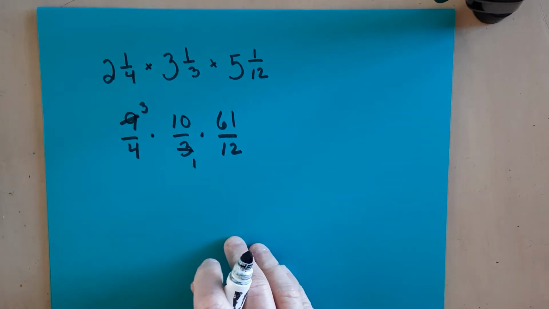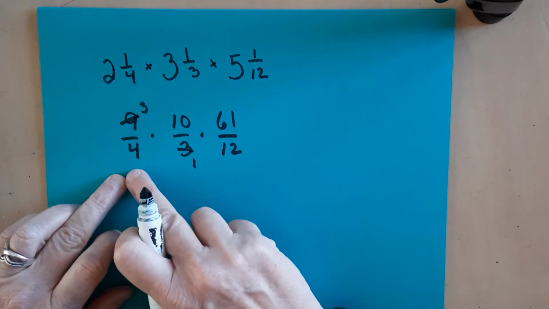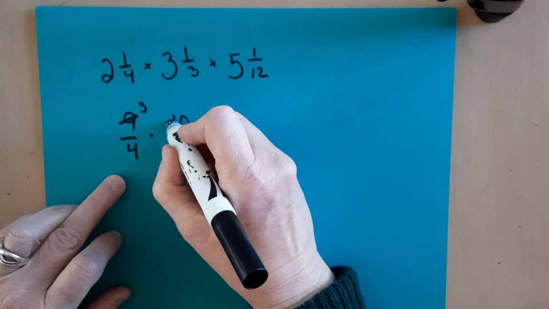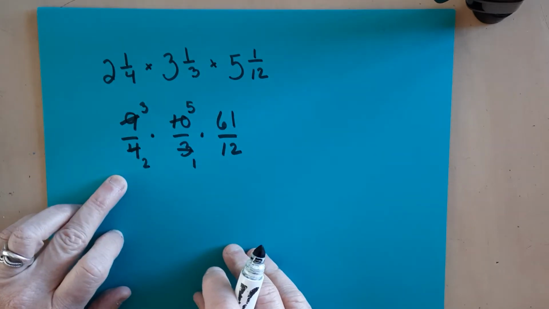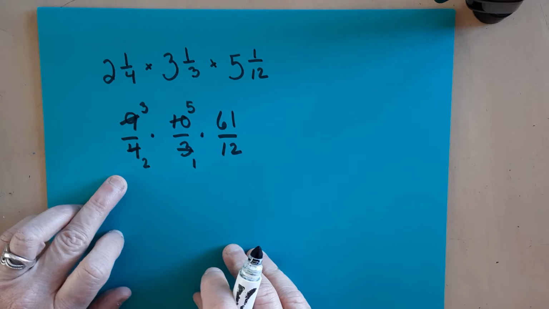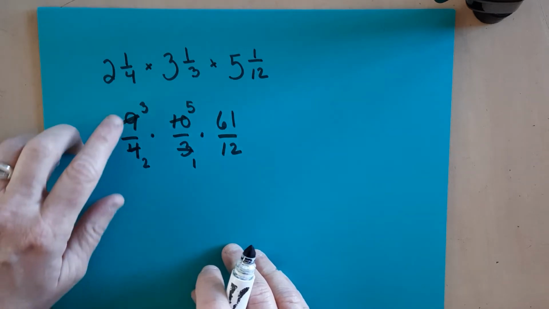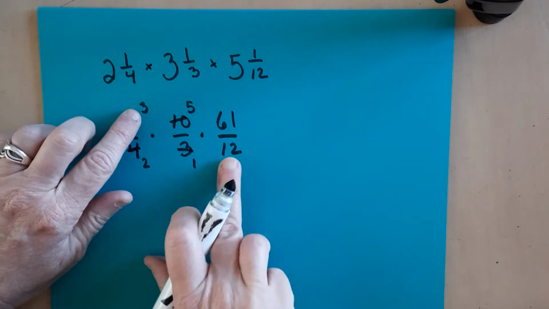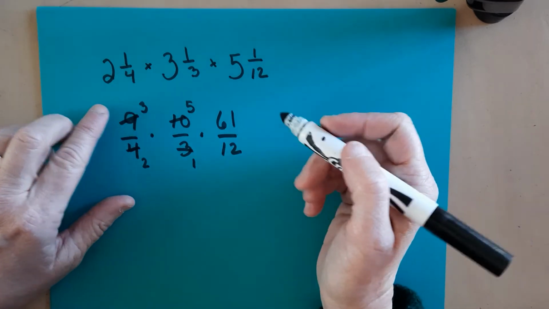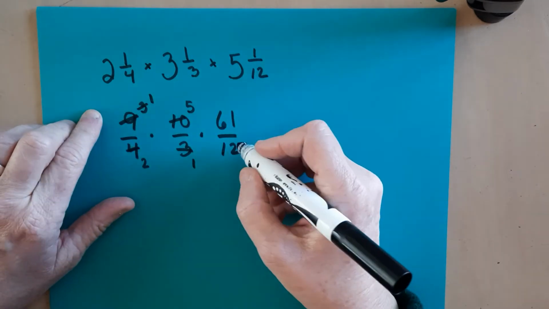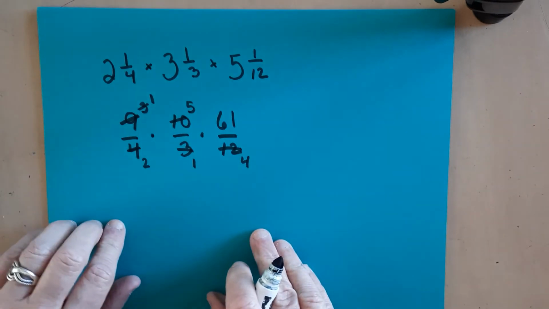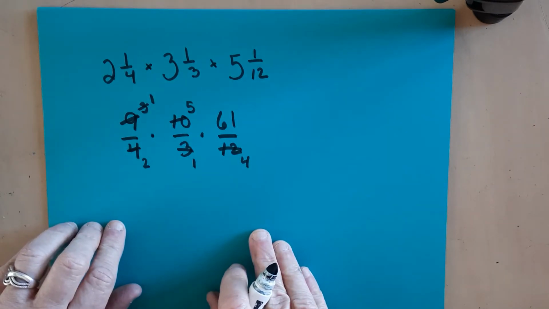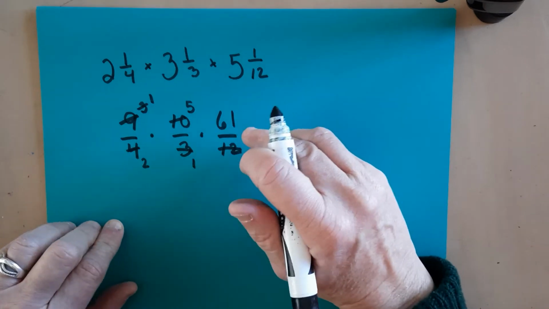What else can we do? I see that these two numbers are both even, so we could divide them each by 2. 10 divided by 2 is 5, and 4 divided by 2 is 2. And looking at this, I can see there's a common thing here. We have a 3 and a 12. Both of those can be divided by 3 evenly. So 3 divided by 3 is 1, and 12 divided by 3 is 4. Now I don't think that there's anything else that we can cancel.